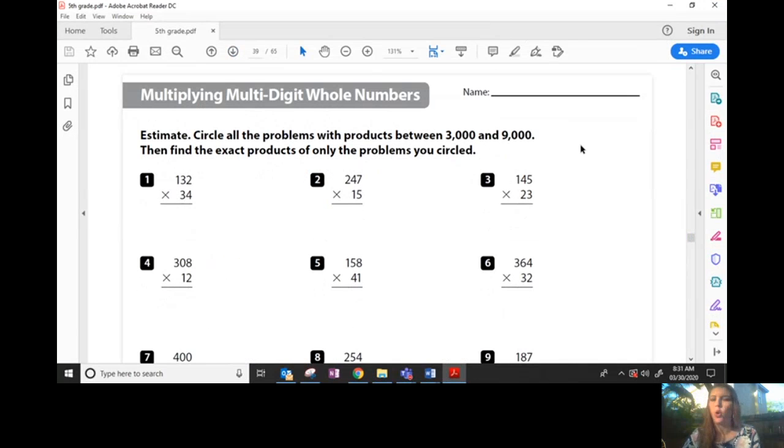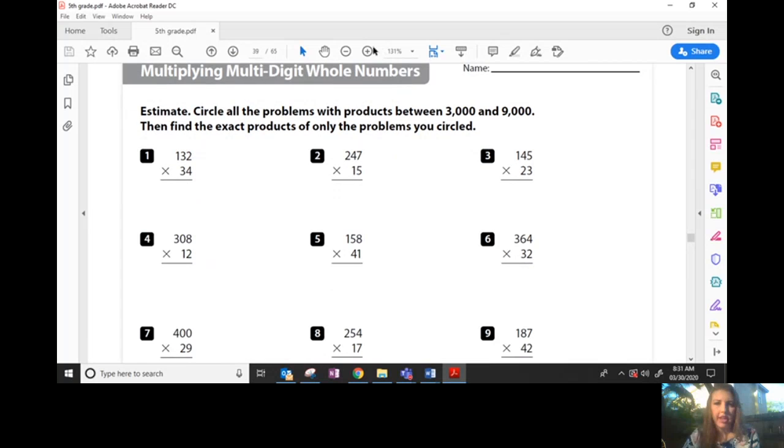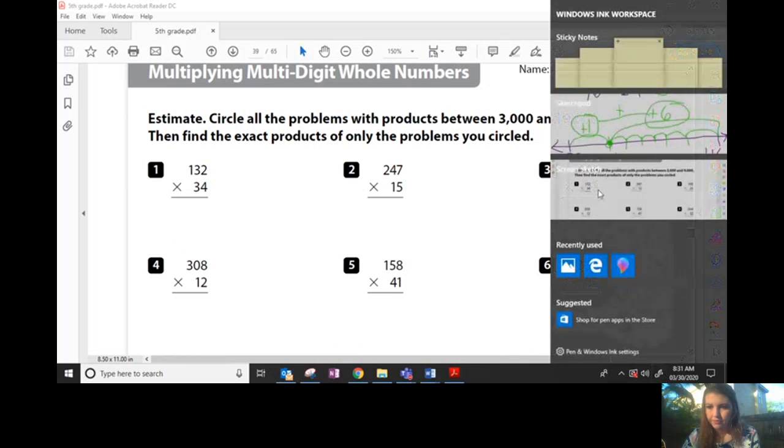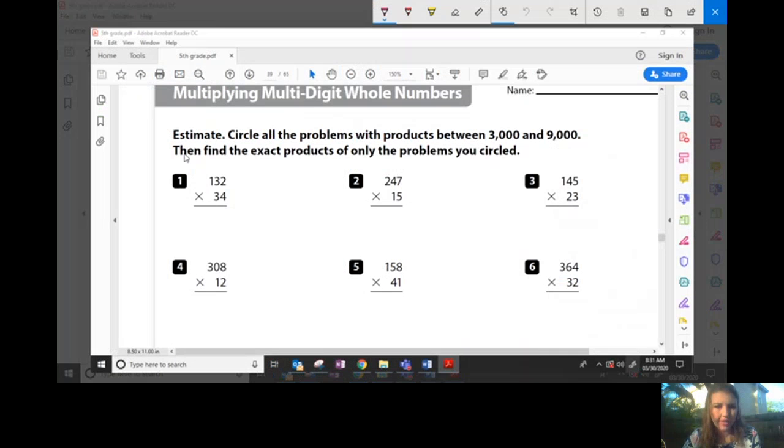Multiplying multi-digit whole numbers. The directions say to estimate, then circle all the problems with products between 3,000 and 9,000. Then find the exact products of only the products you circled. All right, first thing it says to do is estimate. To estimate when we're multiplying, we're going to round these numbers first. So I'm going to round 34 to 30 to the nearest 10. And then I'm going to round 132 to 100. So I'll round it to the closest 100.